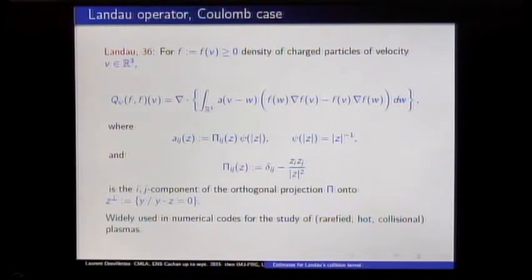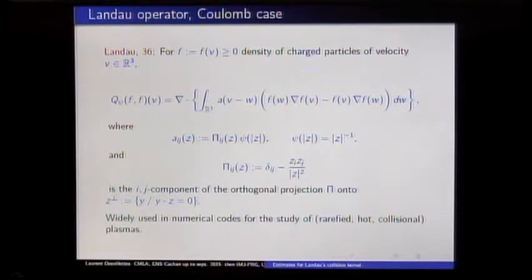Landau provided a certain number of physical arguments to establish this kernel that you can see here, and I will now fully describe. So the idea is to look at the density of charged particles with respect to the velocity v, which is a vector which is in R3. And basically, the idea is that the collisions will happen at a given point of space. So space is not present in the collision operator, okay? It's an operator which acts only on the velocity variable v. And it writes like this.